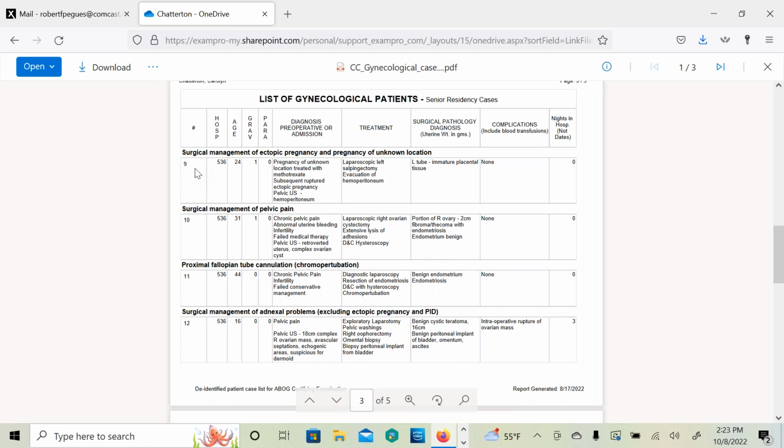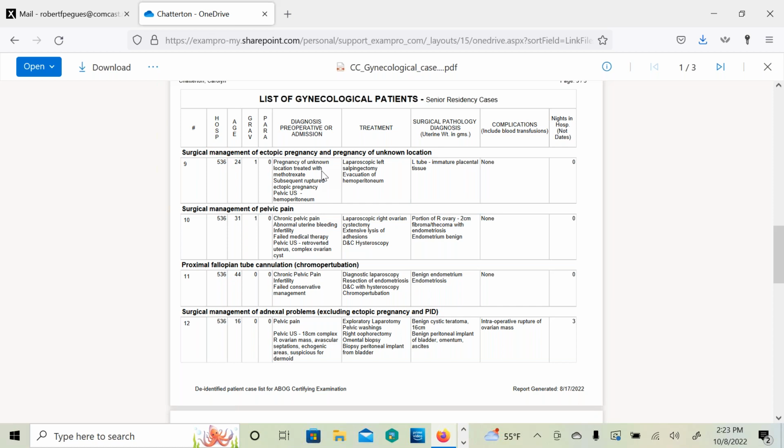Can we do briefly just case number 9? It's something we haven't touched on. So, pregnancy of unknown location. In this case, let's start very simply. How did you establish the diagnosis of pregnancy of unknown location? Can you walk us through, in 30 to 60 seconds, what you found and what your presentation was that led you to that initial diagnosis?